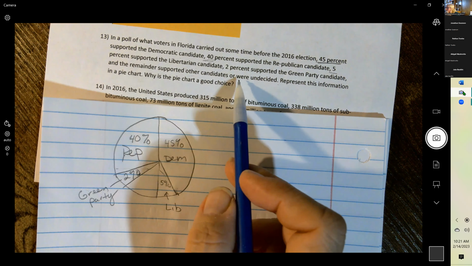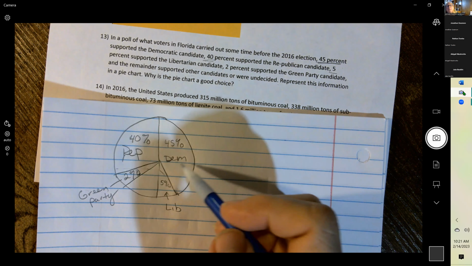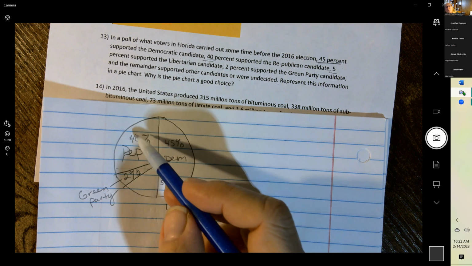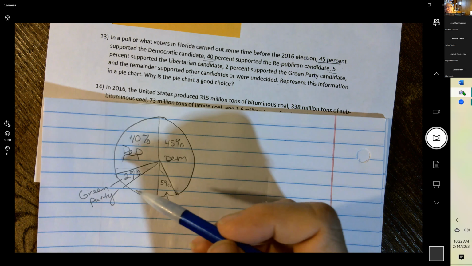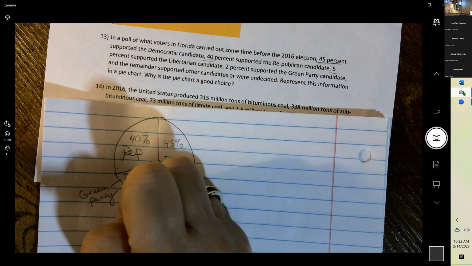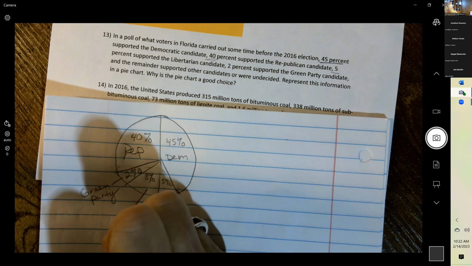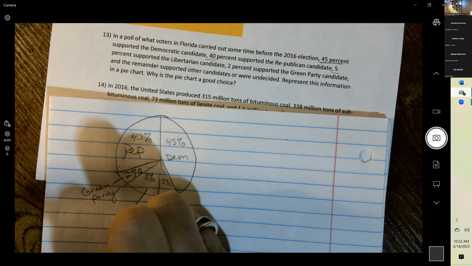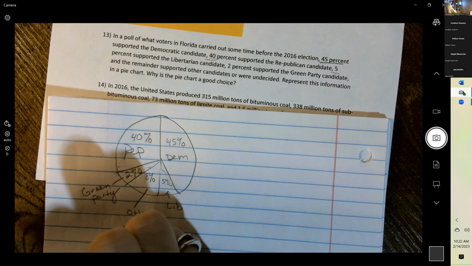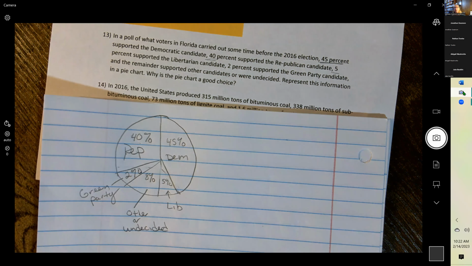Other or undecided is the rest. Well, what's the rest? This is 50. This is 42. Then we need 8 more to make the other half. So they need to add up to 100. So it should add up to 100.